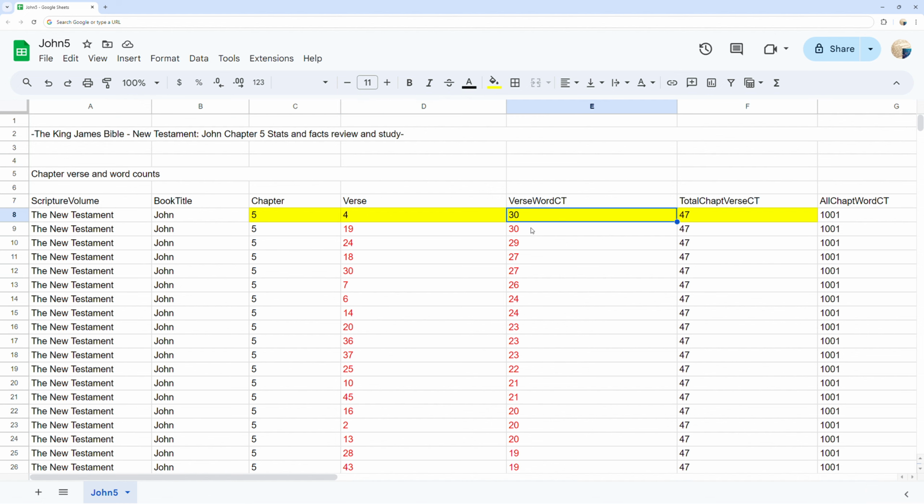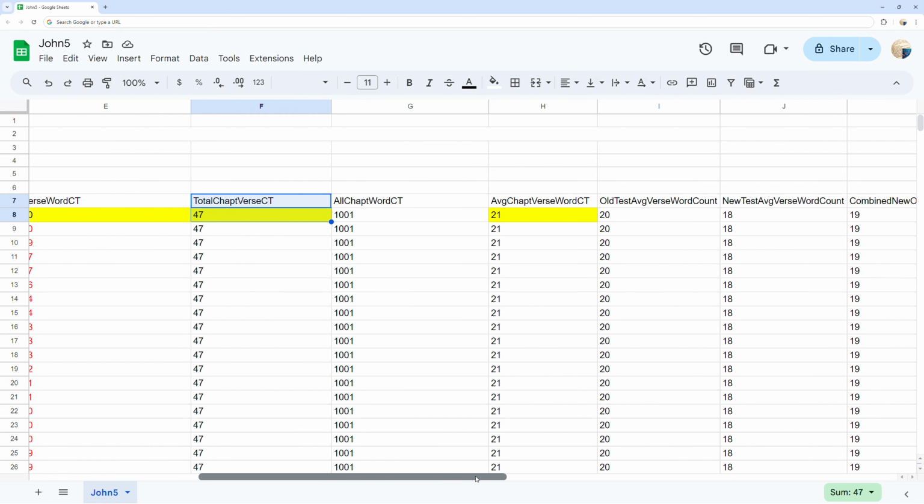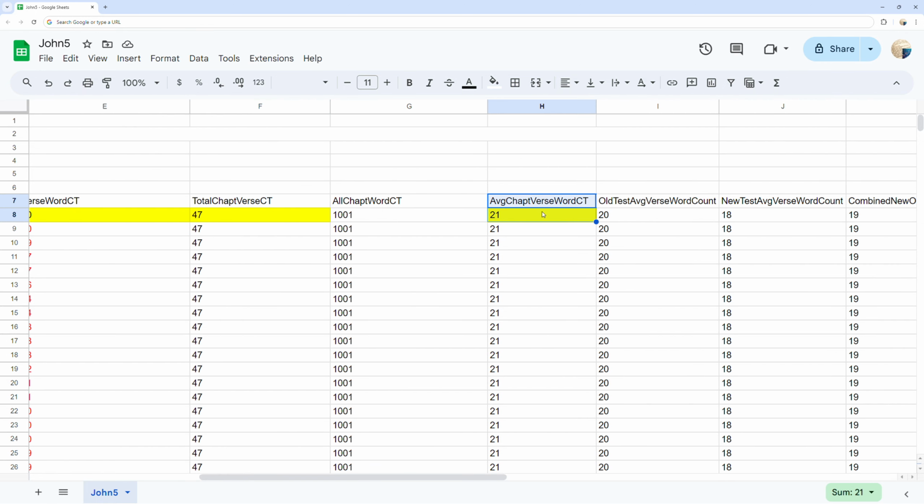You can see the John chapter 5 verse total count at 47 verses, the average word count of John chapter 5 verses at 21 words per verse, as well as the average verse word counts for both the complete Old Testament, New Testament, and both combined to get a comparison of John chapter 5 word per verse count comparisons.